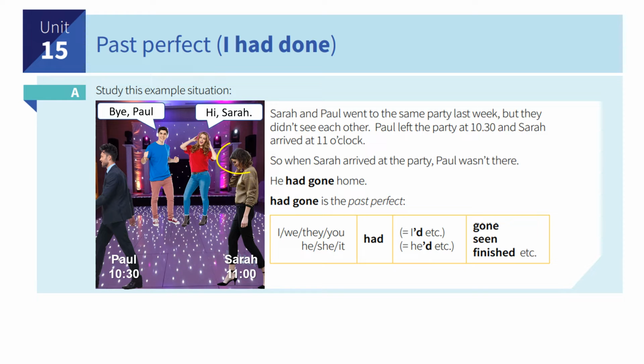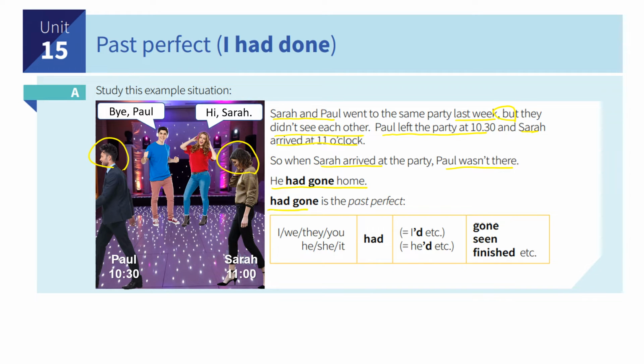She's Sarah and he's Paul. Sarah and Paul went to the same party last week, but they didn't see each other. Why? Paul left the party at 10:30 and Sarah arrived at 11 o'clock. So when Sarah arrived at the party, Paul wasn't there. Why? He had gone home.